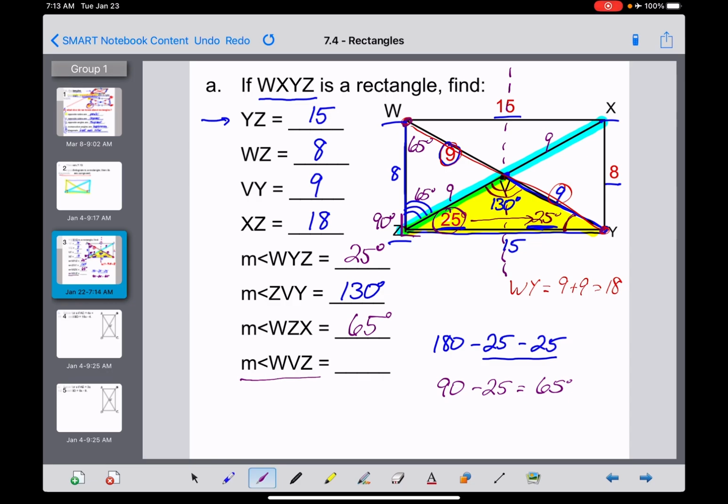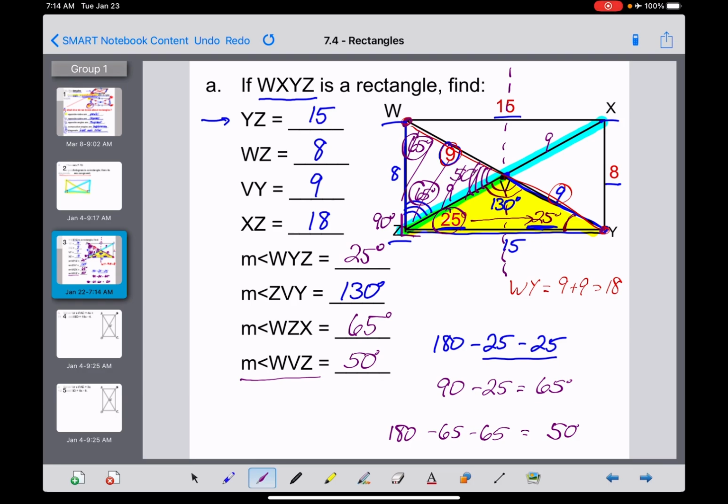So where are we talking here? W to V to Z. Now we're looking at, I think I need 4 tick marks on this angle right here. Two ways of going about it. Again, we've got a triangle right here, and we know two of the angles already. 65 plus 65 is going to get you a total of 130. And if we took 180 minus the 65 and minus the 65, that's going to get you 50 degrees for the measure of this angle right here.